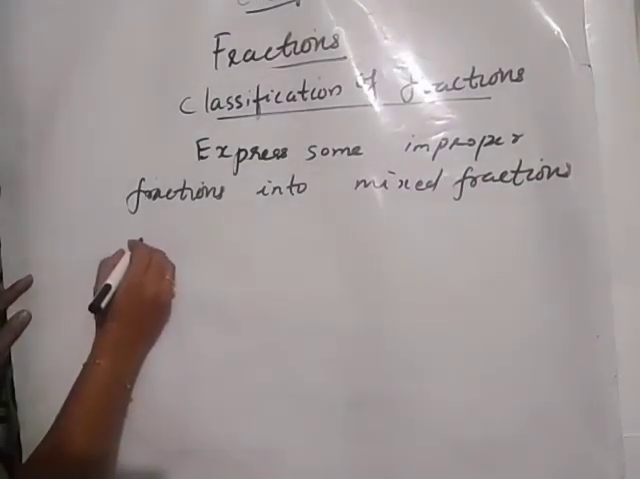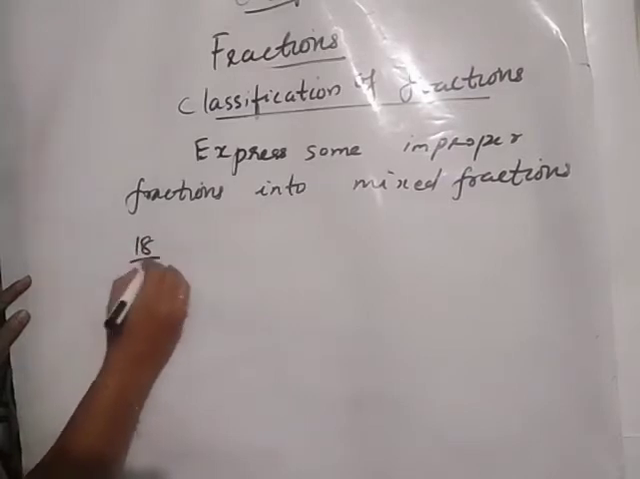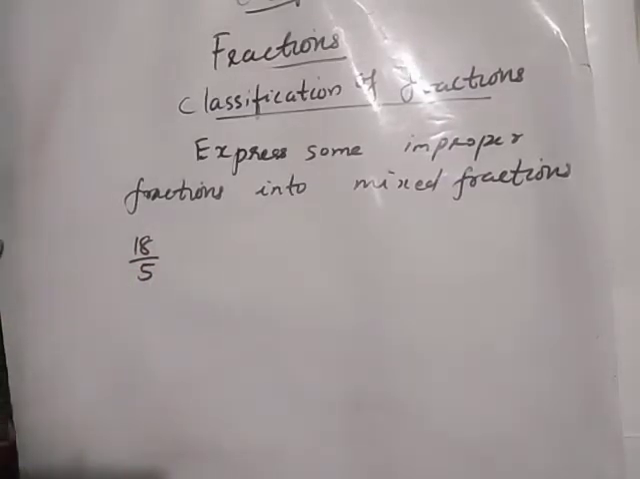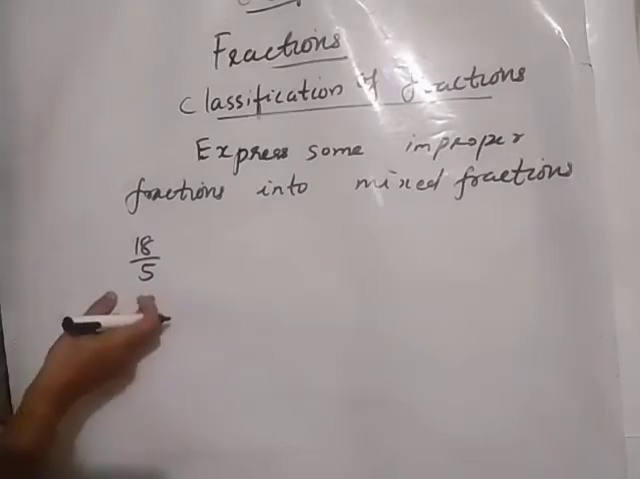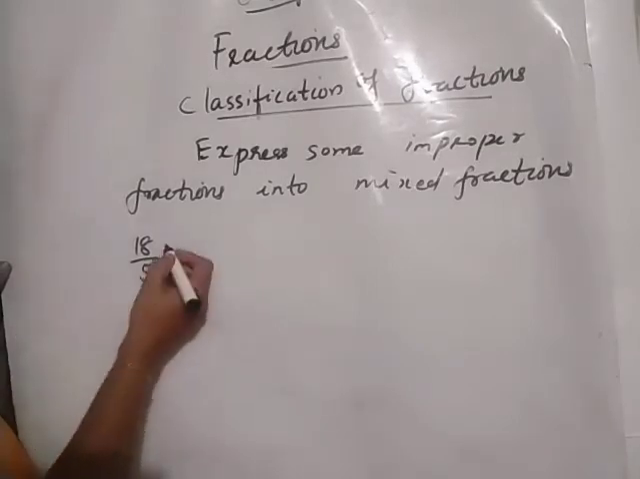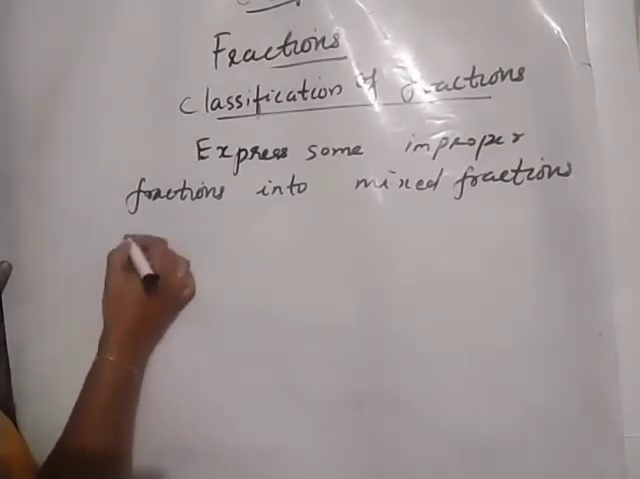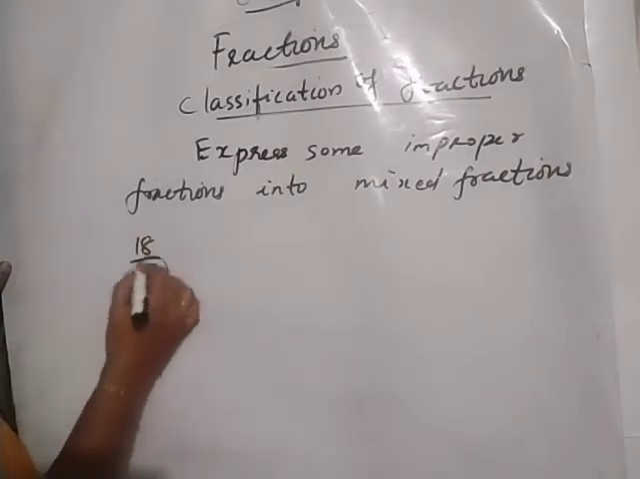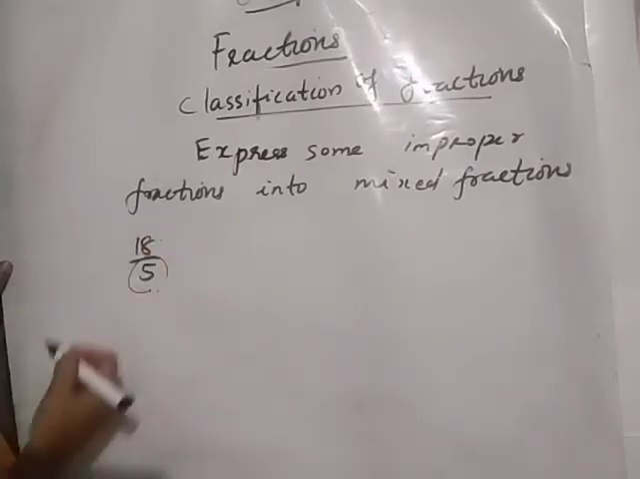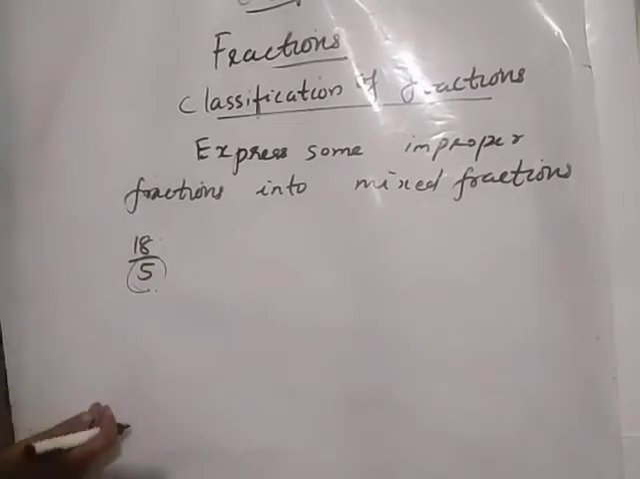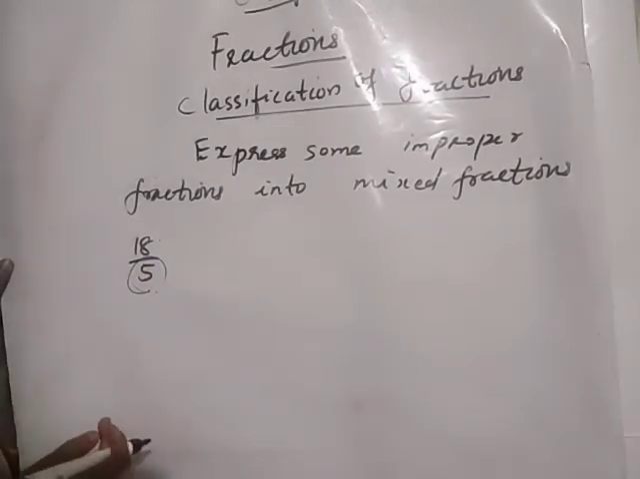I took a question from exercise 3A. It's 18 by 5. Here is an improper fraction. Why is it improper? You can easily identify this: the denominator is less than the numerator. So how can we convert it into a mixed number?